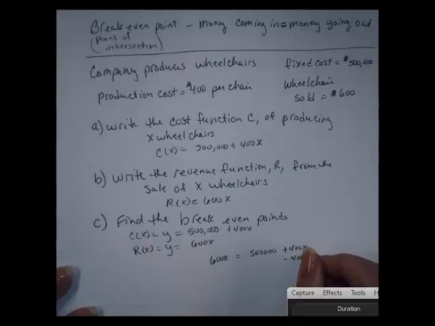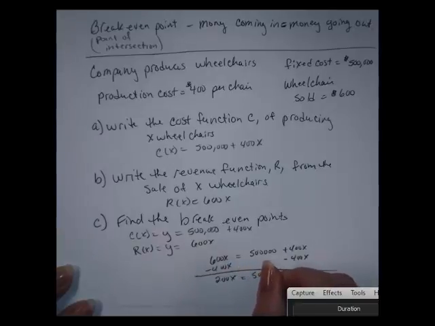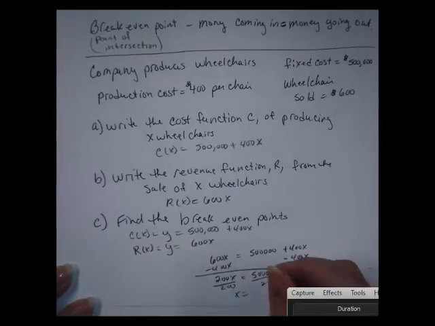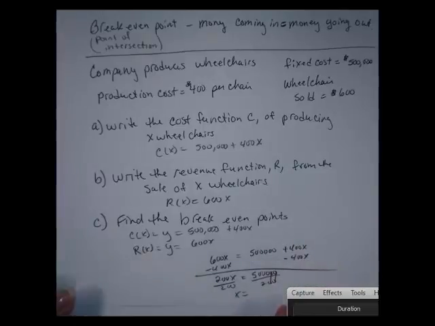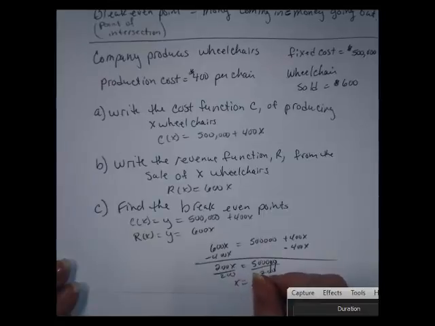So what do we have to do to get X by itself? We'll move this side over. So 200X equals 500,000. Divide by 200. And X will equal, well, the zeros on the end are going to cancel out. So we've got 5,000 divided by 2. Well, that'll get us 2,500. So that's the first part.